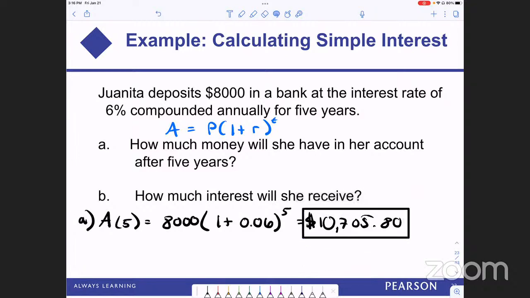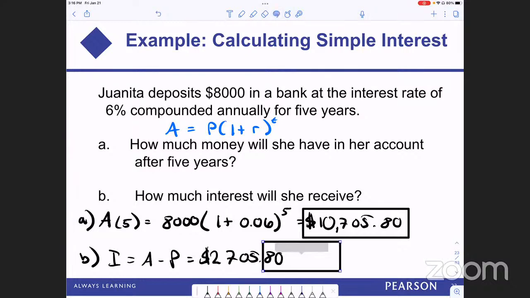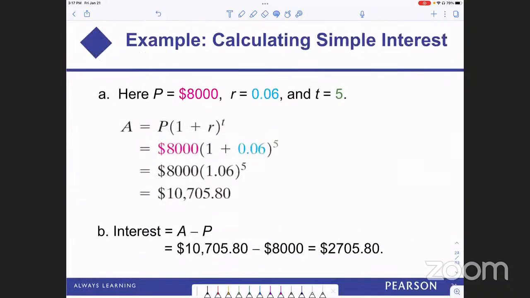All right. And then for part B, how much interest did she receive? So the interest is going to be what? Her future amount minus the principal. So that number minus 8,000, 2,705.80. Okay. Let's see how we do. So for part A, 10,705.80, you see it there, and for part B, 2,705.80. All right.